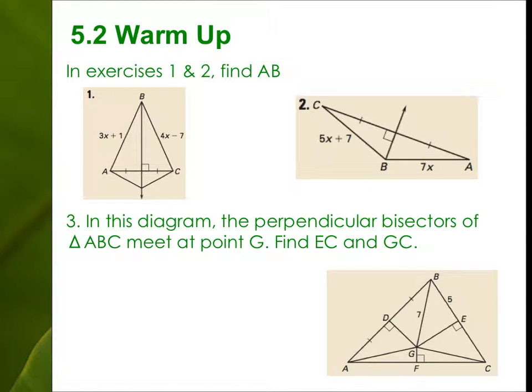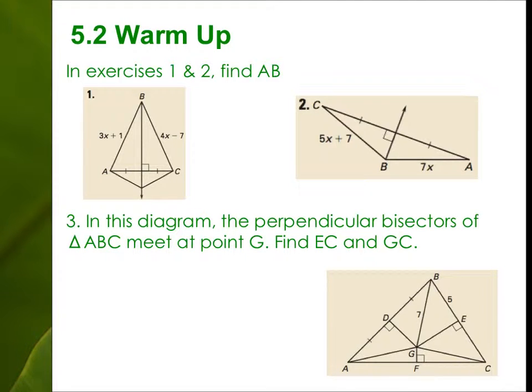All right, so 5-1 was all about mid-segments. 5-2 was all about perpendicular bisector. What's the definition of a perpendicular bisector? A line that bisects a segment at 90 degrees. Good. So it's perpendicular, meaning it's got the right angle. Bisector means it cuts the segment in half, right?